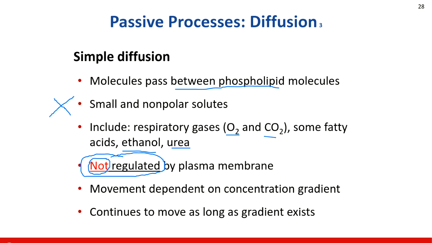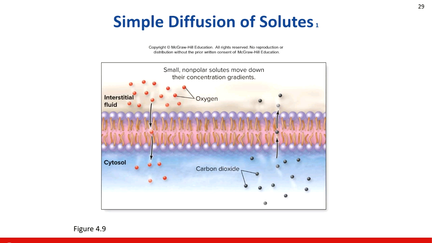But what does regulate the movement of these molecules is the concentration gradient. Okay, if you have more on either side of the plasma membrane, it's going to move from an area of higher concentration to lower concentration. And as long as that gradient exists, you will have movement. All right, until we flatten the curve, so to speak, you will have movement. So let's look at this picture here to better explain this.